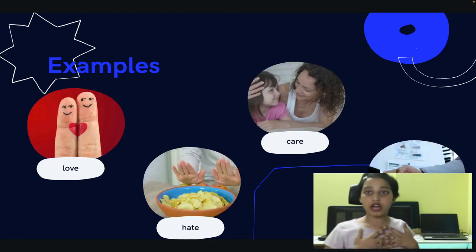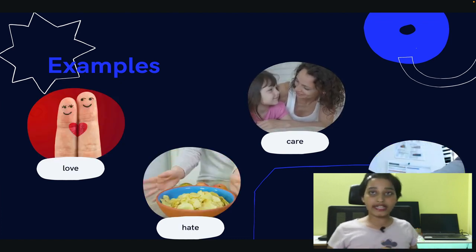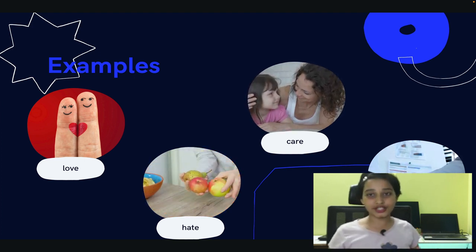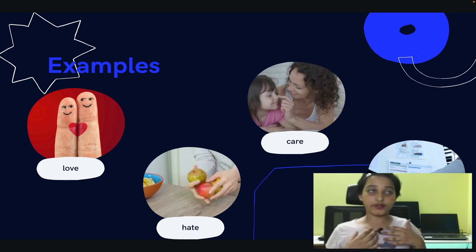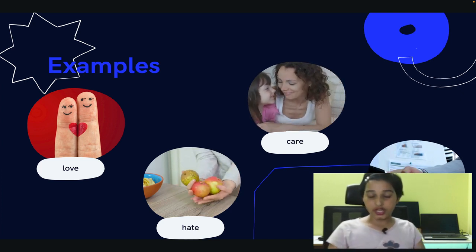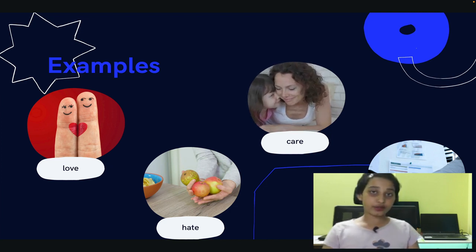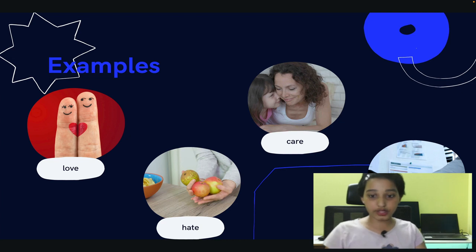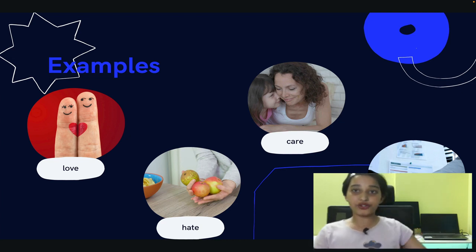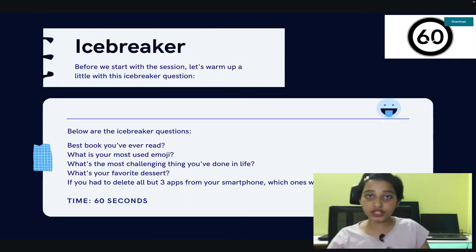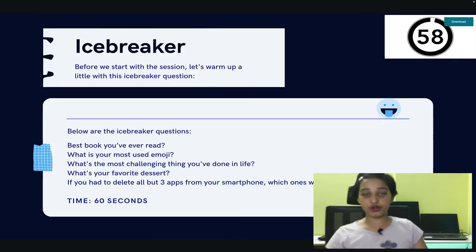Another one is love. Love is also a verb. Hate, care, and trust. Trust is not a movement that is happening, so that's why it does not involve movement. Will you do any action for trusting? Yes, you might speak words, but you will not do any physical action.